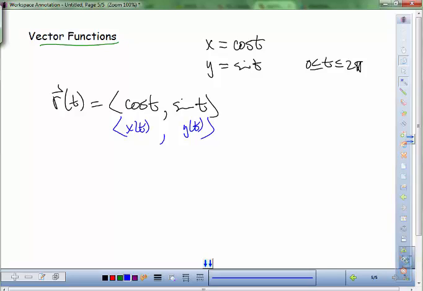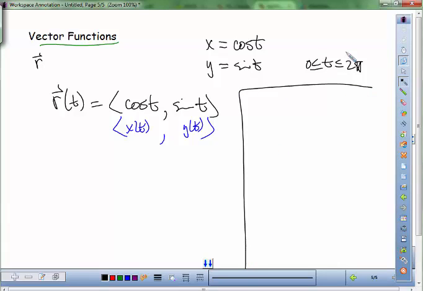One thing I do want to stress is that for a vector function, let's start off with a little background. So in pre-calc, you learned about functions f of x.